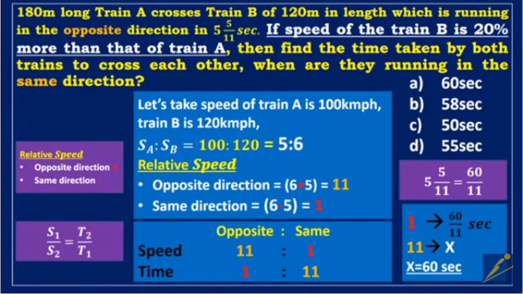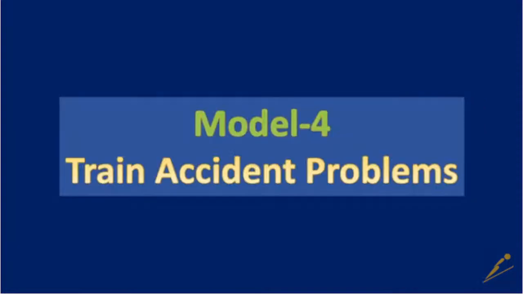As a result, 11 into 60 by 11 equals 60 seconds. Model 4. Train accident problems.